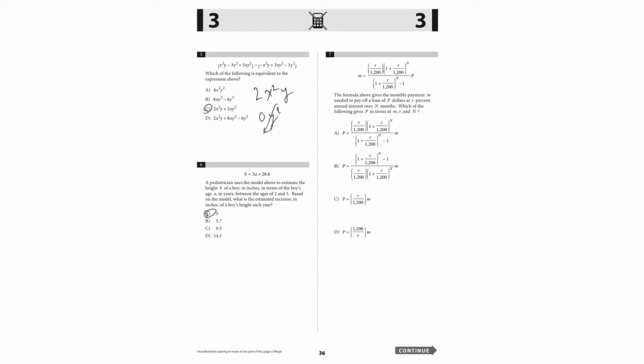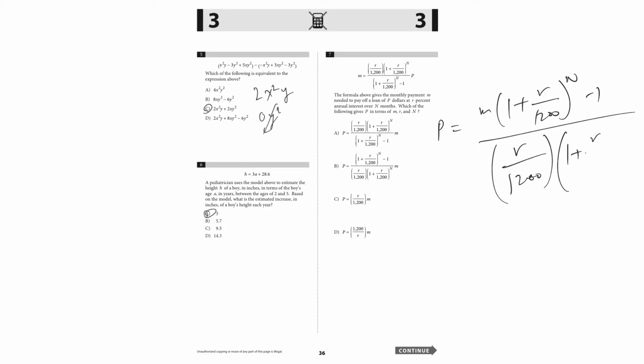The formula above gives the monthly payment M needed to pay off a loan of P dollars at R% annual interest over N months. Which of the following gives P in terms of M, R, and N? So this is simply rearranging equations. So keep P on one side and then multiply M by (1 plus R over 1200) to the power of N minus 1, over R over 1200 times (1 plus R over 1200) to the power of N. Whoops, I forgot a bracket here. So that would be B.